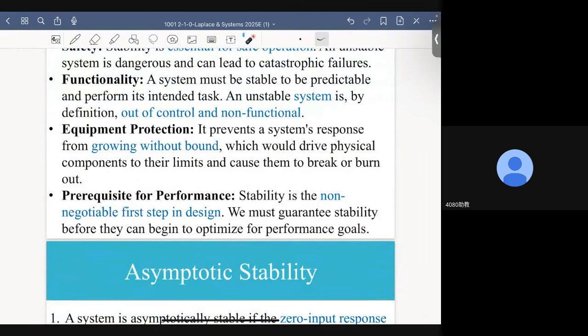So stability, therefore, is a non-negotiable first step in design, which means in designing a system, the first thing we need to make sure of is that the system to be controlled, in its open loop configuration, is it stable?